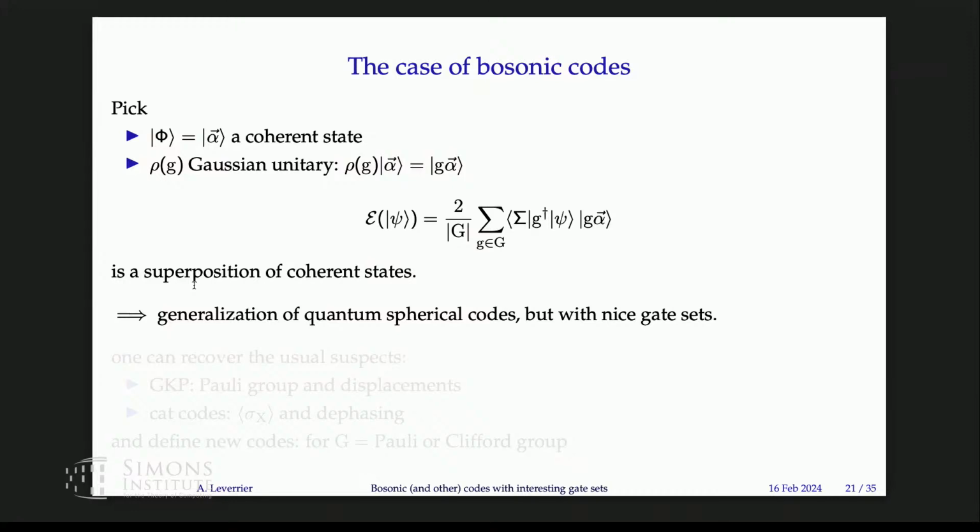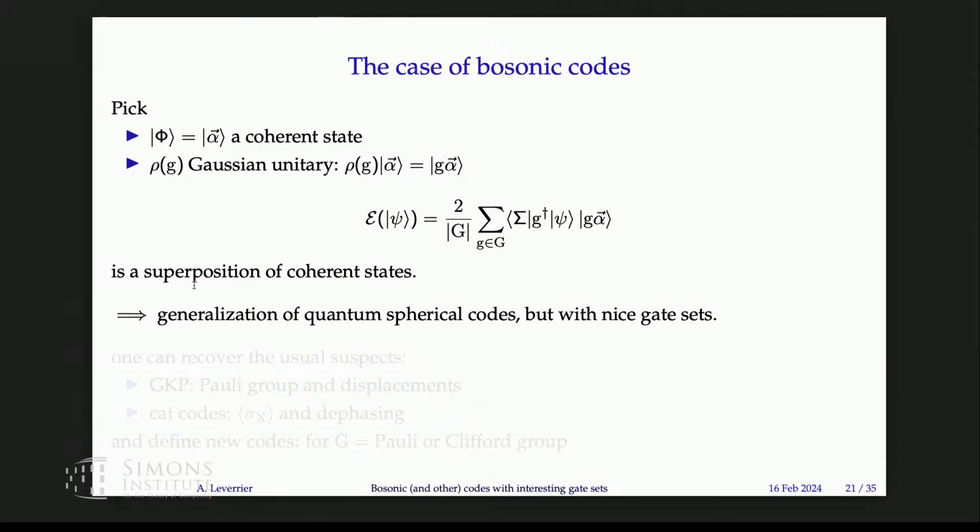So for rho of G, there are many choices, but the natural choice for the representation is called the Gaussian unitary. So G is a unitary matrix, and rho of G will act on a multimode coherent state by mapping the coherent state alpha to a new coherent state G of alpha. This is a nice set of gates. And for the physical state you need to choose, a natural thing is to just pick a coherent state.